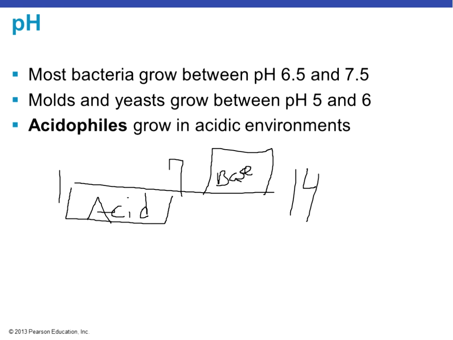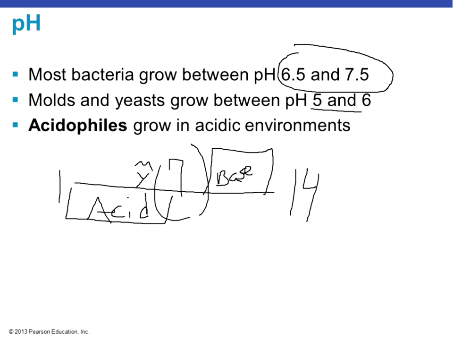So being that bacteria like pHs of about 6.5 to 7.5, they kind of hang around this neutral area here, in most bacteria, especially those that are pathogenic. Molds and yeast like a slightly acidic pH of about 5 or 6. So molds and yeast kind of hang out here.